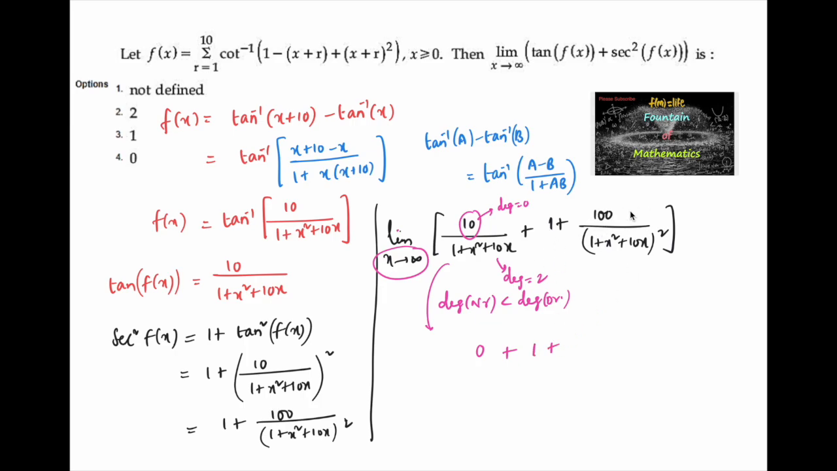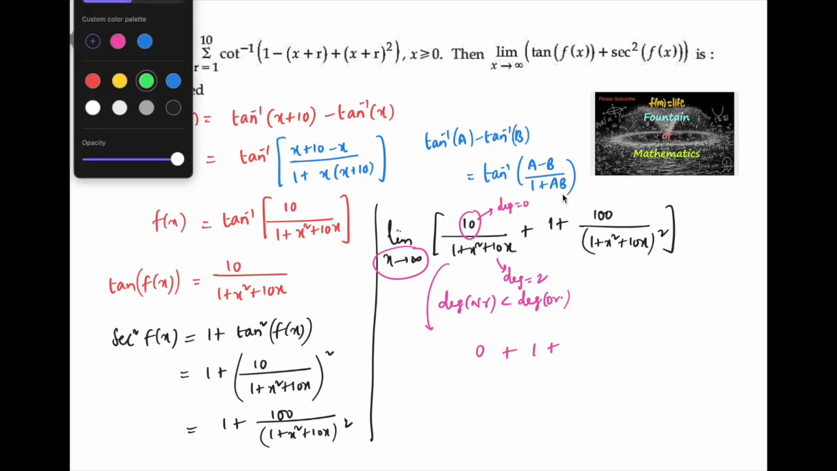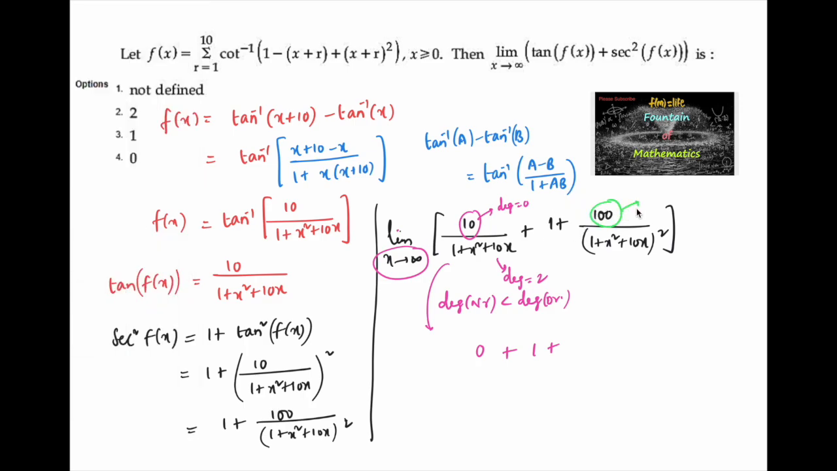and again here the degree of the numerator is 0 and the degree of the denominator is 4. The numerator degree is smaller than the denominator degree, and hence as the limit extends to infinity, the fraction becomes 0. So 0 plus 1 plus 0 is equal to 1. Therefore we can conclude that the answer is 1, which is option C.